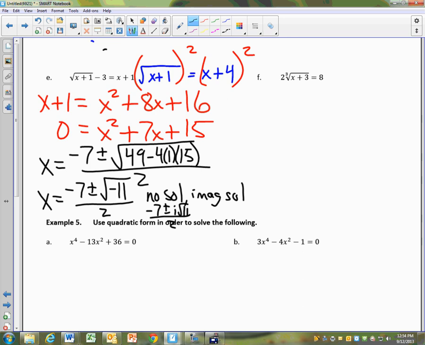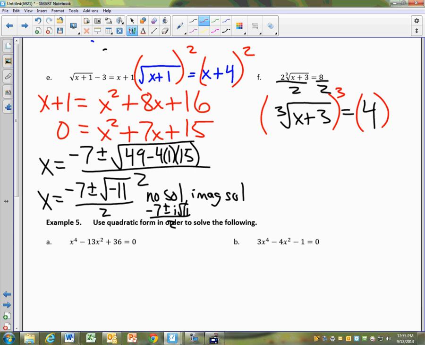Okay, last one, F. What do I do first? Divide by 2. I get the cube root of x plus 3 equals 4. Now what? Before, when you had a square root, you squared things. Now if you've got a cube root, you're going to cube things. Now we'll get rid of the cube root, and now I just have 4 to the third power, which is 64. So x is 61. If you plug that back in, it works out. And so that's it.